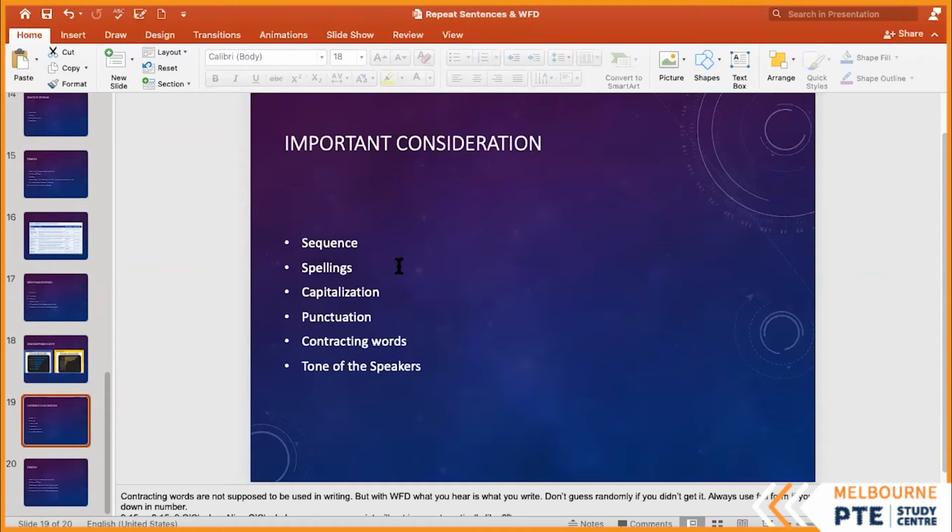Suppose the word was spelled and you wrote spell. Will you get marks? Nope. So that includes the grammar as well. Okay. Then we have capitalization.